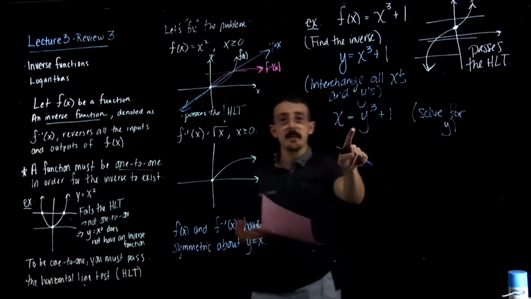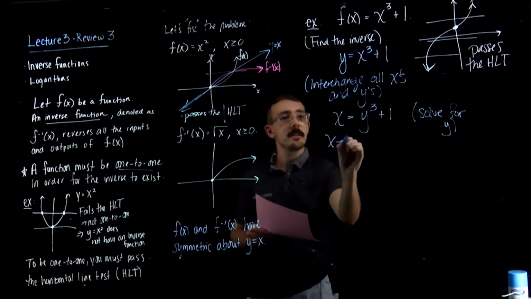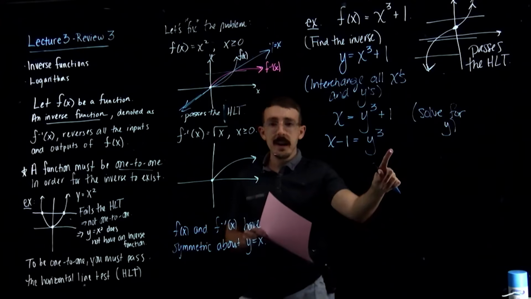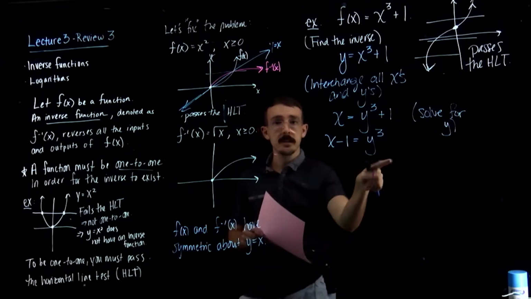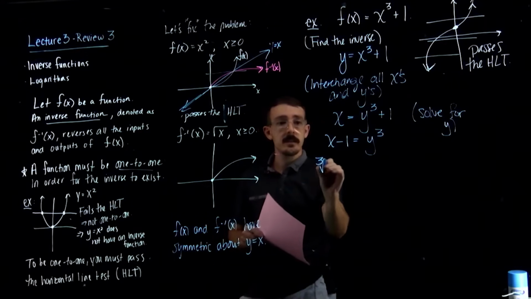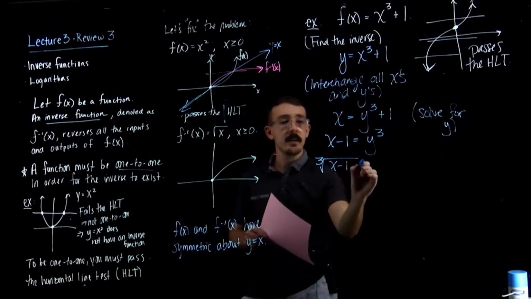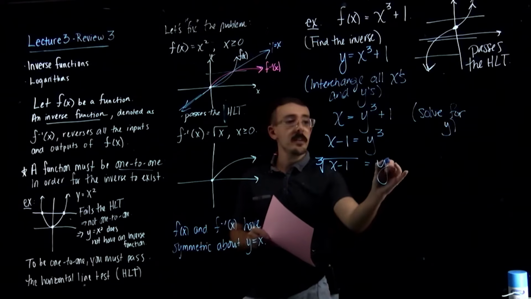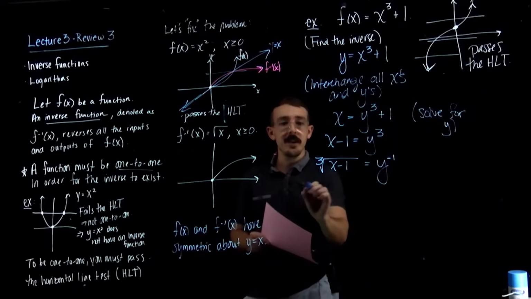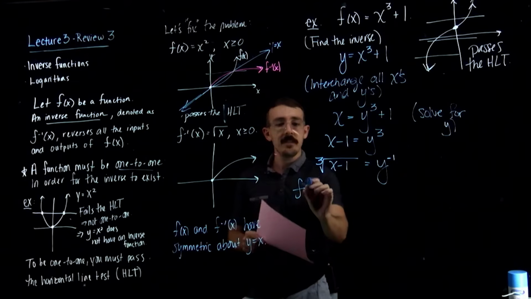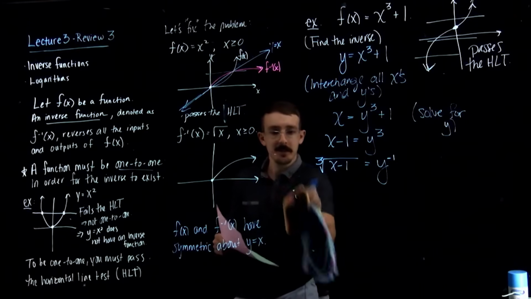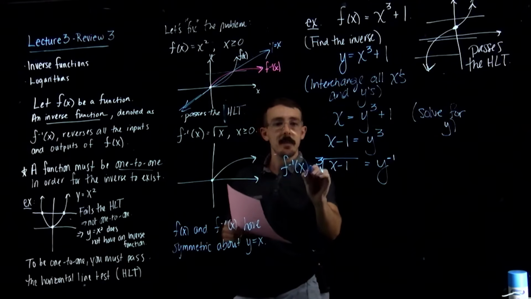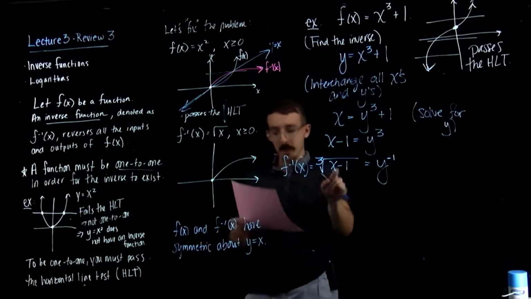To do that, I'm going to subtract 1 from both sides. And then how do I undo a cube? I take a cube root on both sides. So it looks like this. Cube root of x minus 1 equals y right here. And now you can call this the inverse function. So f inverse of x is equal to this.